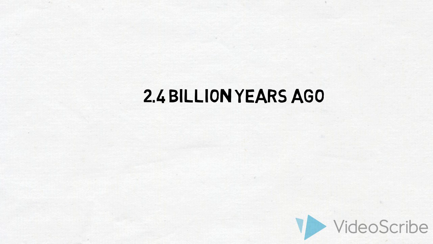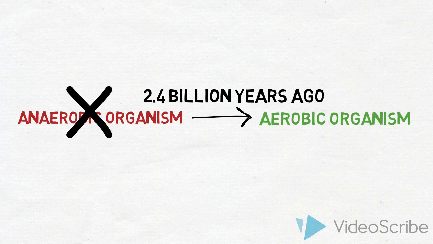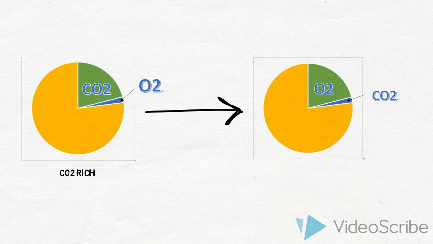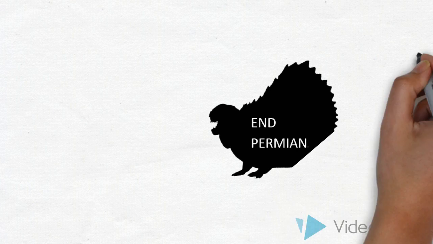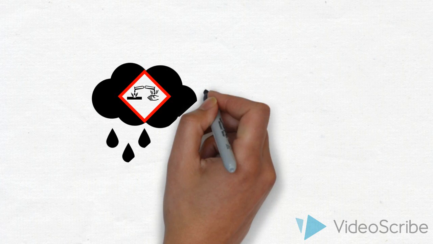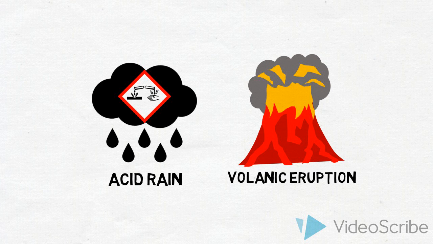2.4 billion years ago, anaerobic organisms went extinct when photosynthetic organisms emerged. With a rapid change in oxygen concentration, the anaerobic organisms did not have the attributes to mitigate the change, so most of them were wiped out from the planet. With harsh environmental changes, the result could be quite disastrous. In the end-Permian extinction 250 million years ago, 95% of the species went extinct due to acid rain and volcanic eruption. Well, that's really some power of nature.